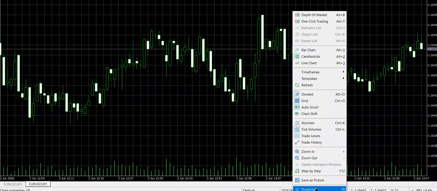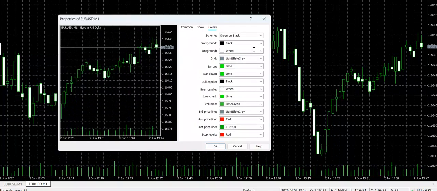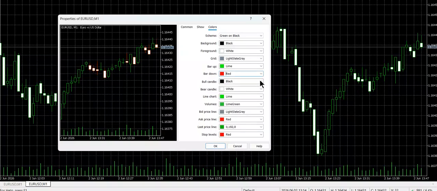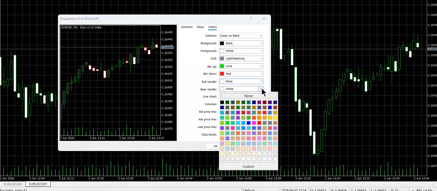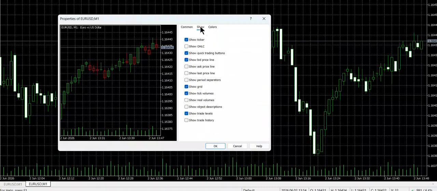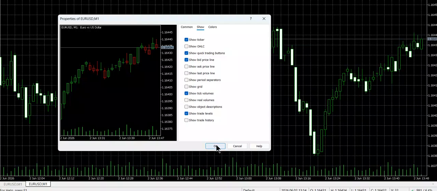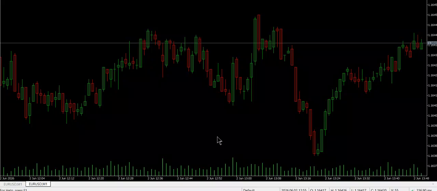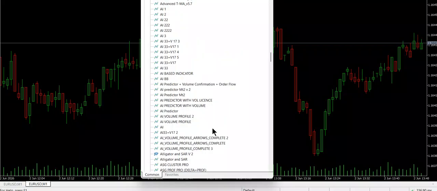right click, then go into the properties, and in the properties you change these things. Make bar down red, bull candle color none, bear candle color none, and in the show grid, remove the grid, then click OK. Then you will get the chart and candles like this. Then press Control plus N, then apply.